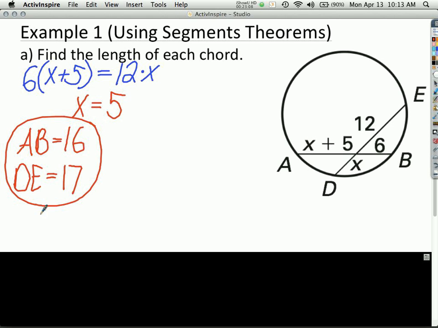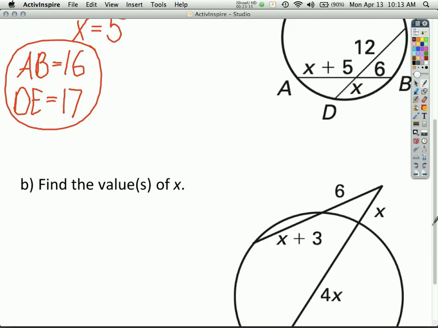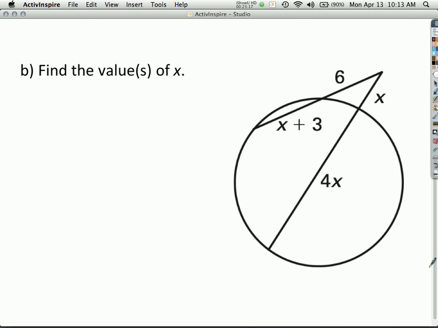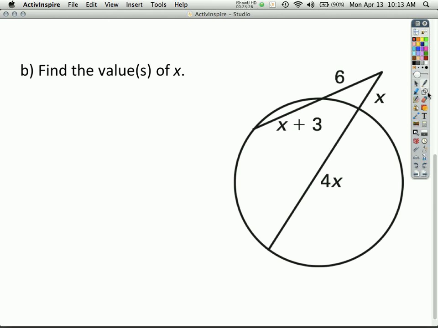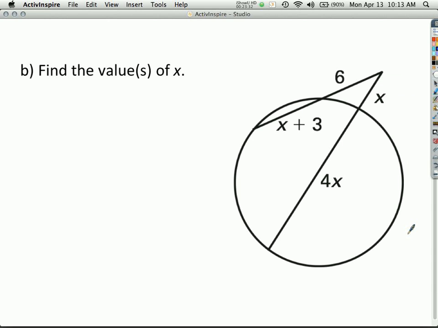Okay, so that's when both lines are chords. They're both inside the circle. When one or both of the lines extends outside the circle, the relationship changes a little bit. So you have to pay attention to what you're doing. Again, a sketch of the diagram will be sufficient. So go ahead and take a moment to just set up a sketch.